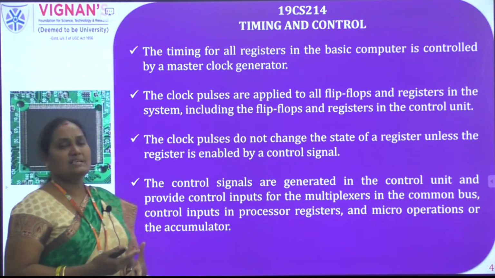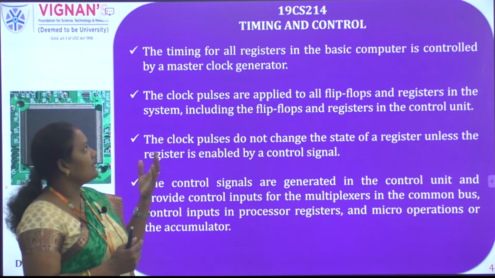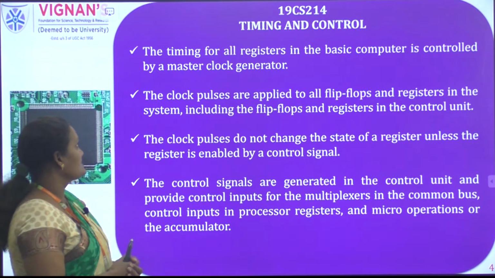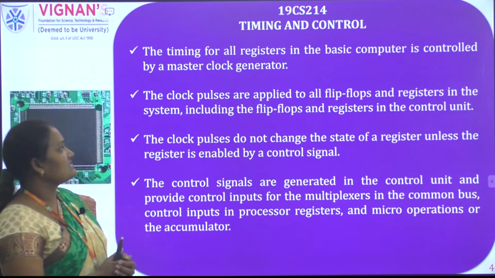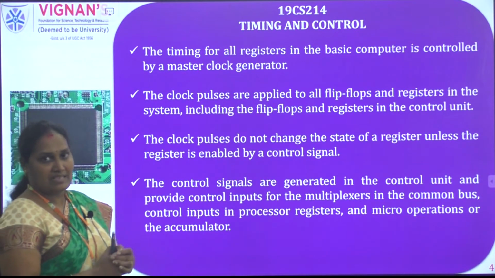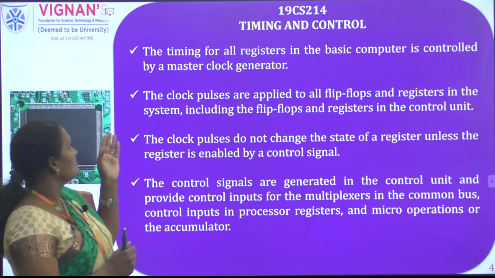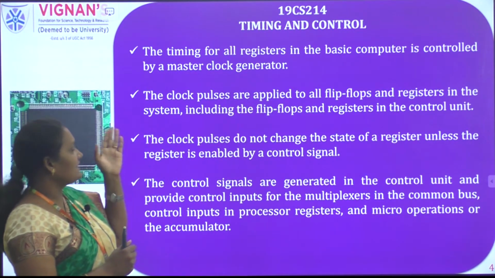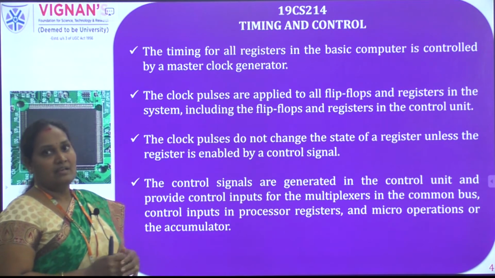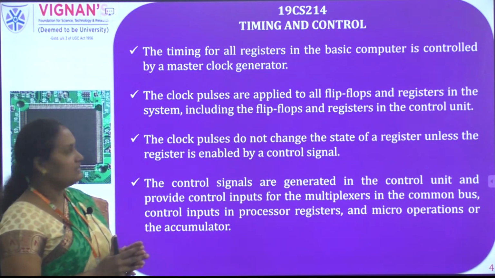Now, what is the purpose of generating timing signals or clock pulses by the control unit? First, we need to see that the timing for all registers in the basic computer is controlled by a master clock generator. That master clock generator controls the timing of all registers. Here we learned various registers, and the timing of all those registers can be controlled by a master clock generator.